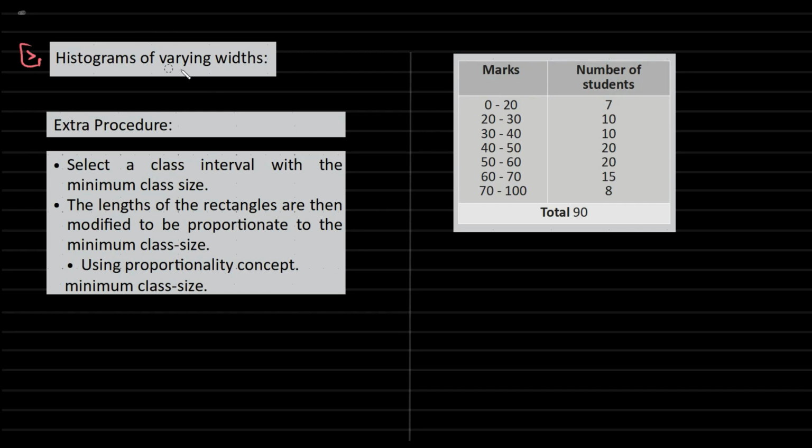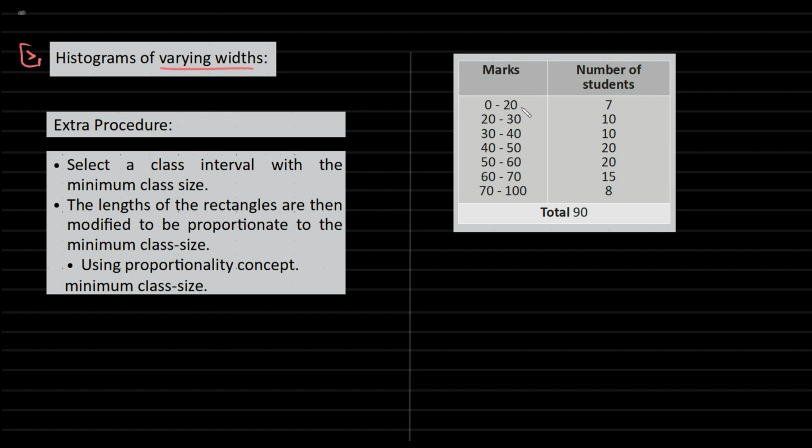Let's look into histogram of varying width. So what is this varying width? See, we have marks and number, that is number of students, that is nothing but frequency. So this is for a particular question. I have not written the question. So what is varying about this?